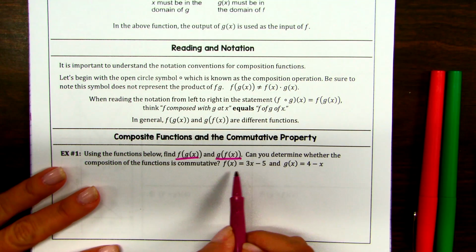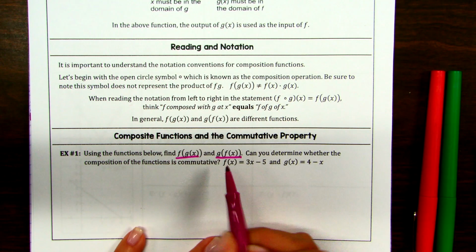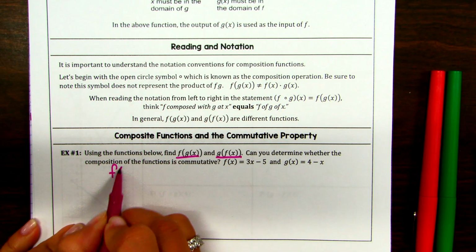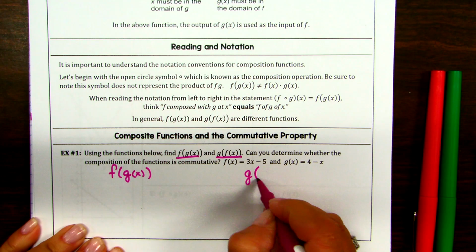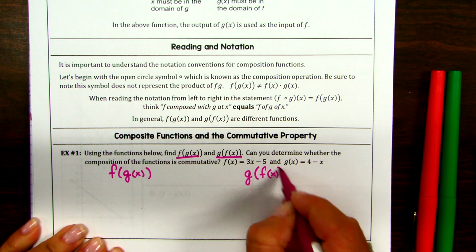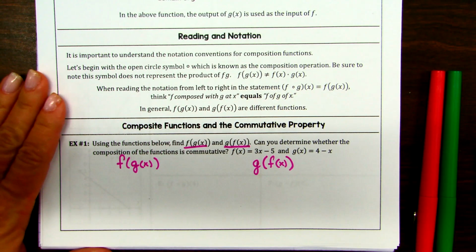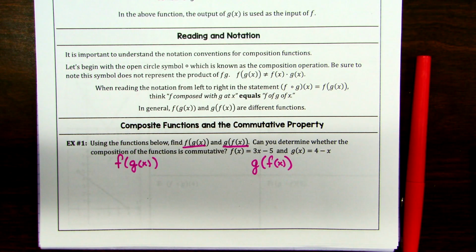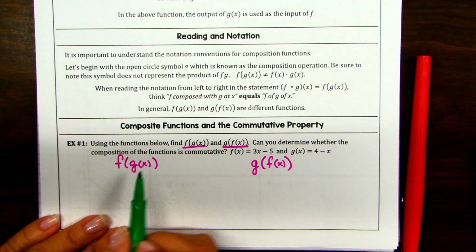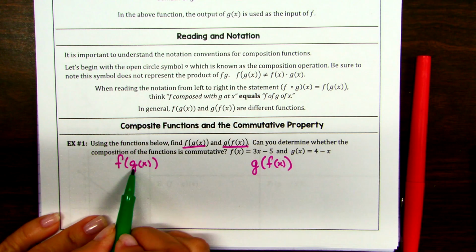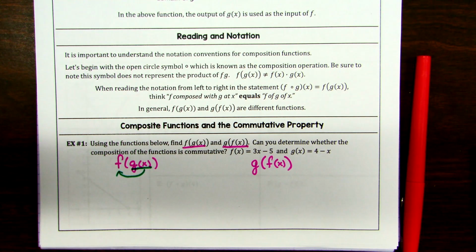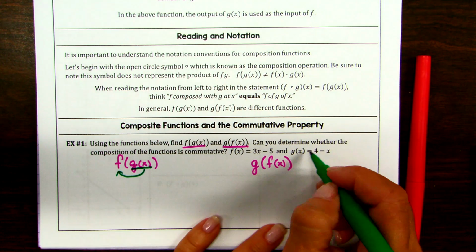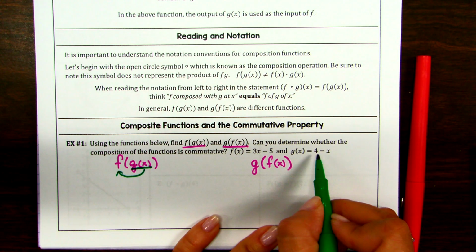All right, so here we have f of g of x. Let's do that one first, and then we'll do g of f of x. Now, like I said, we always work right to left. So we will start with g of x and plug it into f of x. Right to left. So this means we start with g of x. Remember, g of x and f of x are given.